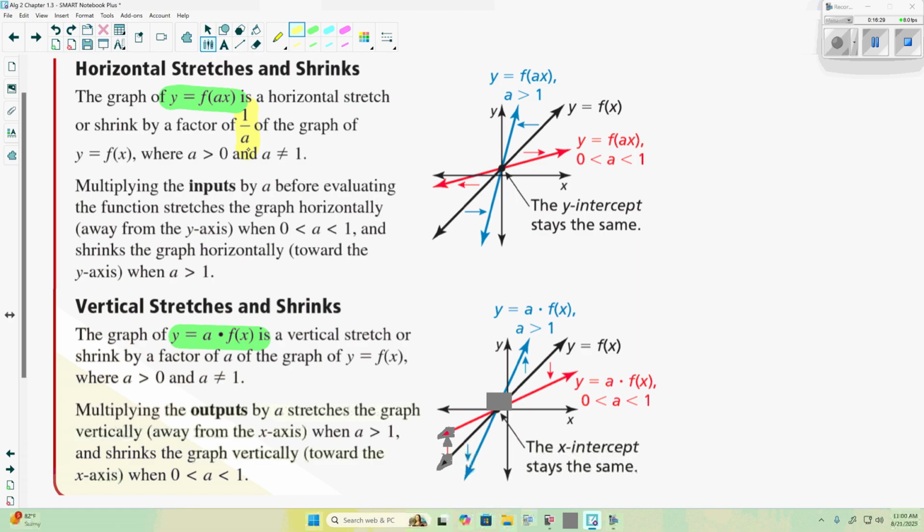Because here when a is between 0 and 1, the function stretches the graph horizontally away from the y-axis, and it shrinks the graph horizontally towards the y-axis when a is greater than 1. It's a little tricky. All they're saying is that we take that value of a and flip it. We put it 1 over it. Okay? So it'd be nice to see an example or talk about what it's meaning.